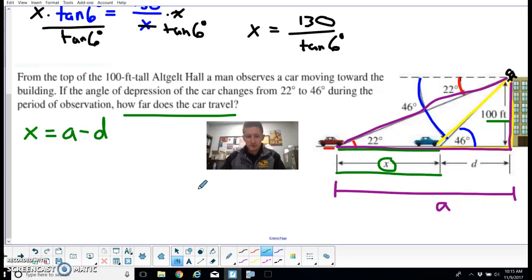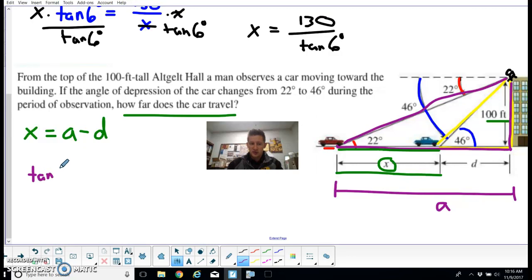So finding x is a little bit tricky at first, but I'm going to use tangent here a couple different times. So first thing I'm going to write out is in regards to this purple triangle. In regards to the purple triangle, I know that I'm working with 22 degrees. So it's the tangent of 22 degrees, and that's equal to the opposite side, which is 100 feet, divided by the adjacent side, which is the A for all, that whole distance from the red car to the building.